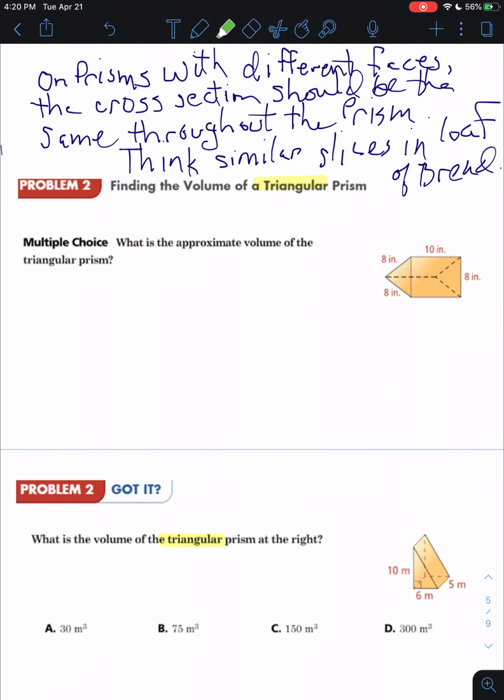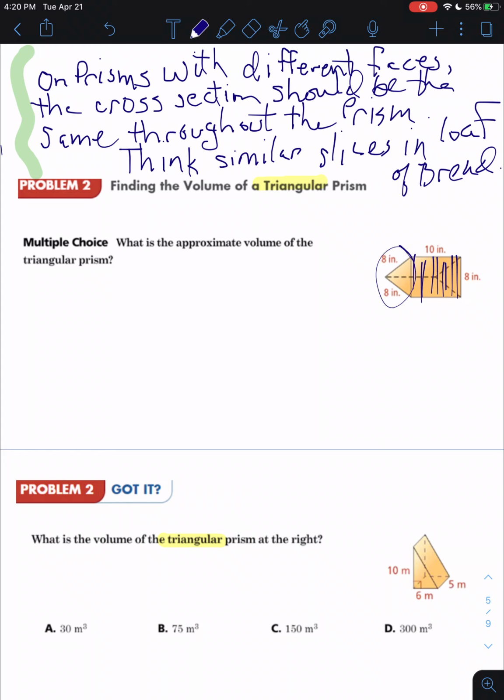Next slide. On this one, I put a little note up here at the top, and it says on prisms with different faces, the cross-section should be the same throughout the prism. That's what I was talking about earlier when I was talking about the loaf of bread, the slices that I'm cutting all the way through here. They better be the same shape, and that way I know that this is the base.